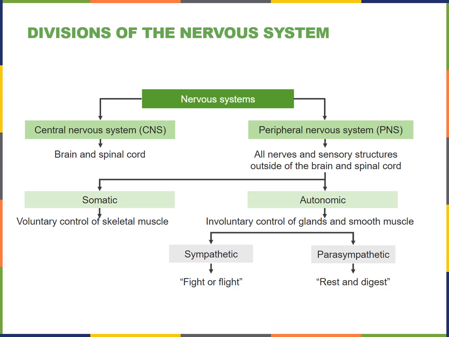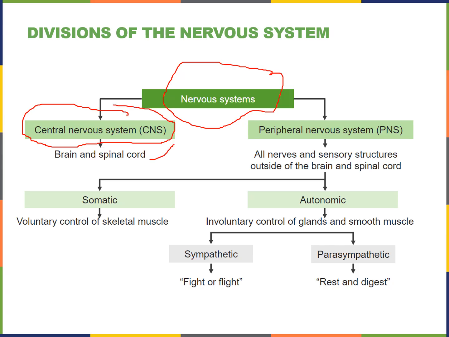On this slide here, what we see is a diagram like a tree showing the nervous system overall. Then it branches into two parts, the central nervous system, the CNS, so that would be the brain and spinal cord, and the peripheral nervous system. And the peripheral nervous system really is all of the nerves and sensory structures that are outside of the brain and spinal cord.